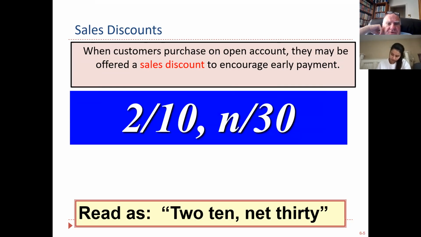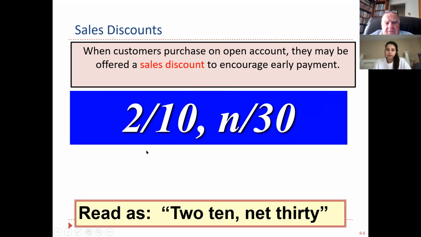Sales discounts. When customers purchase on an open account, they may be offered what's called a sales discount to encourage early payment. And you need to be able to read this translated correctly. This means 2/10, net 30. You read this as 2/10, net 30. 2% 10, net 30 days. It means, Kaylee, if you pay your bill within 10 days, we will give you a 2% discount. If you pay in 30 days, you pay the net, the entire amount.